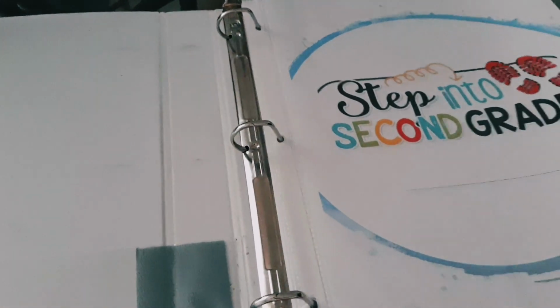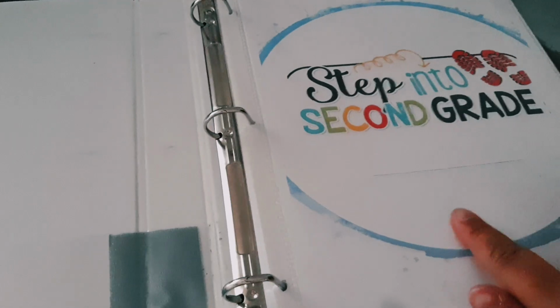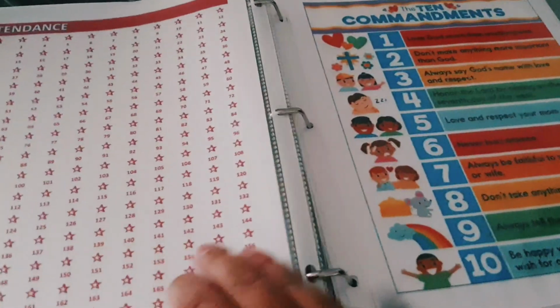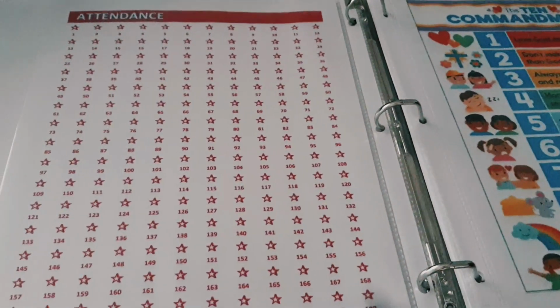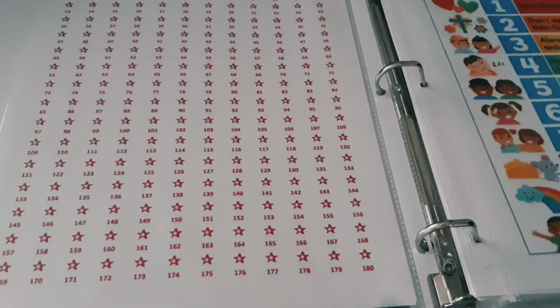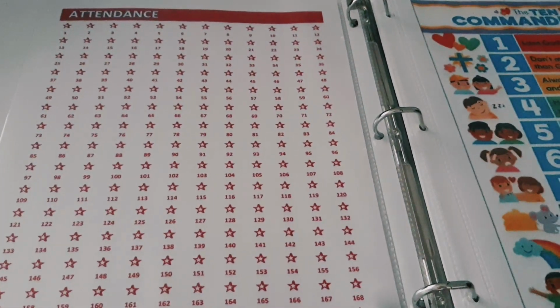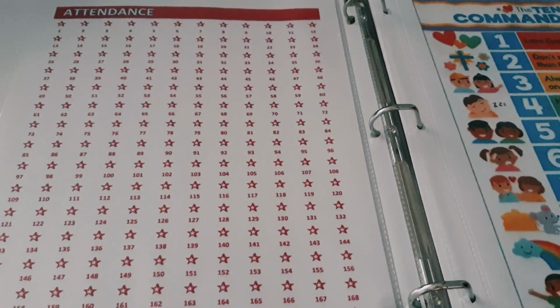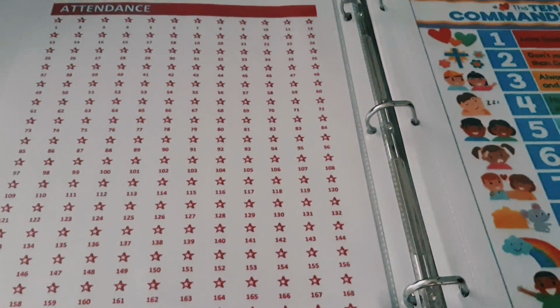Alright, so we start here with a step into second grade. She's just going to write her name here, and that's going to be the start of her binder. We have a little attendance sheet. She'll just go ahead and put a little star sticker or any kind of little sticker on it every single day and to count down the days of school.